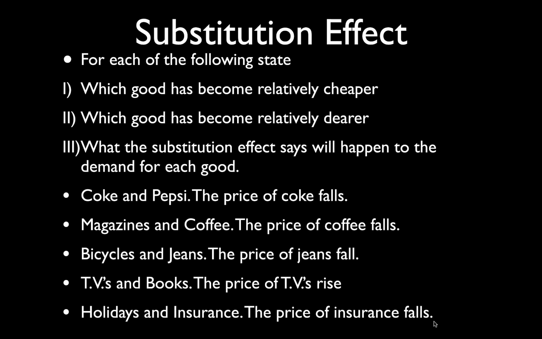Right, the price of insurance falls. Insurance has become relatively cheaper. Holidays have become relatively more expensive. The substitution effect says you always buy more of a relatively cheaper good and less of a relatively more expensive good. So your demand for insurance will rise and your demand for holidays will fall. That's all. I mean, these are for illustrative purposes, but that's all that we're saying.